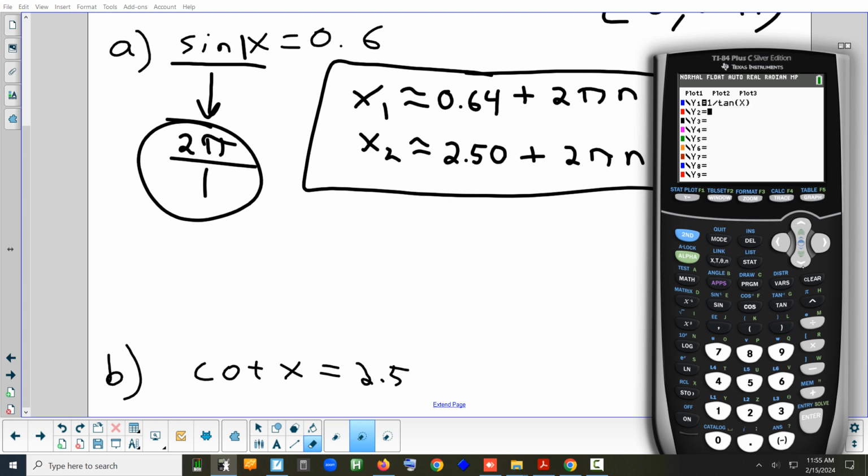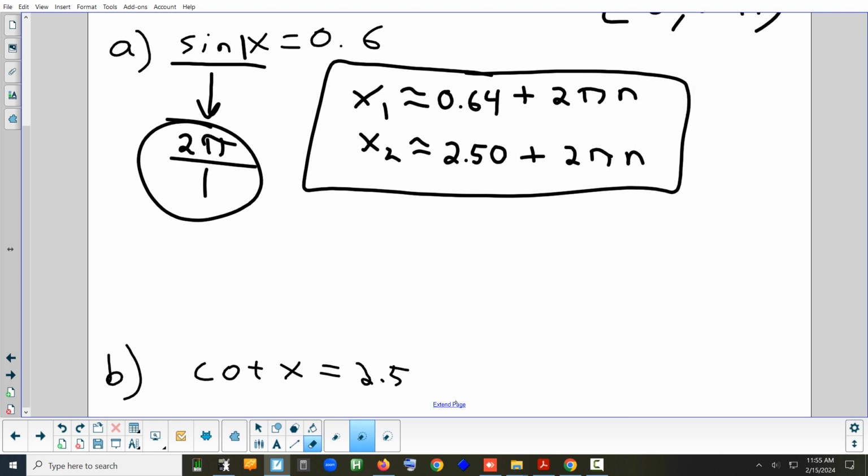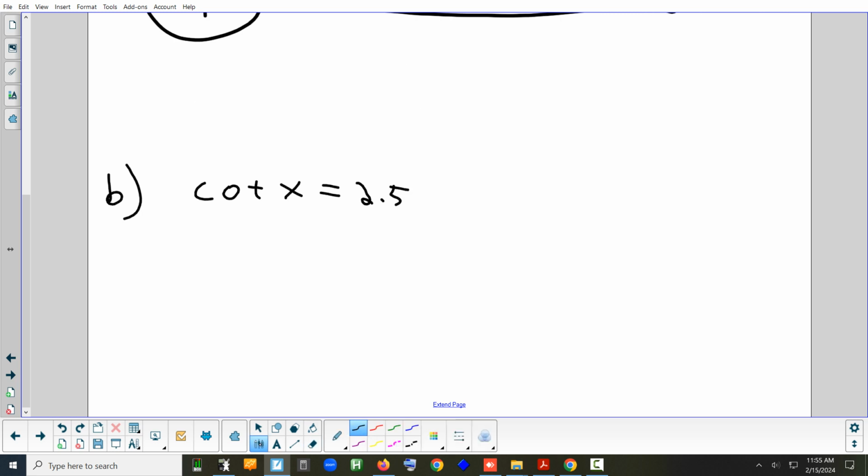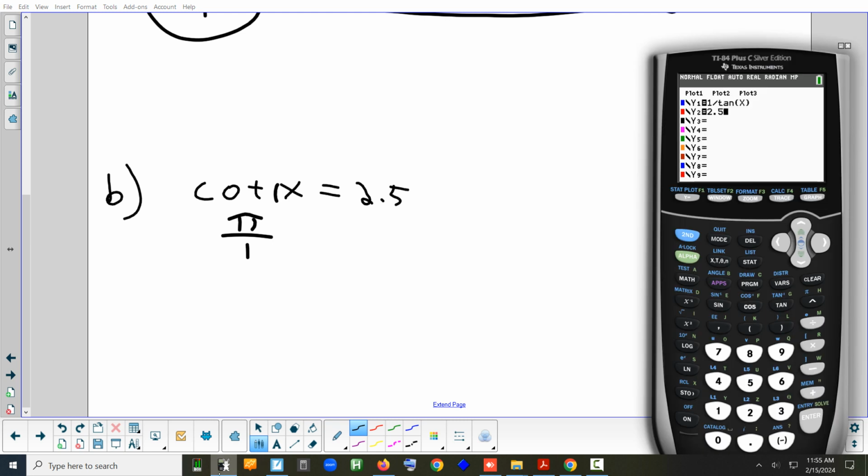And what goes in y2? 2.5. Okay. Cotangent. What's the formula when you have cotangent to an odd power? Pi over b. It's pi over b. What's b in this case? 1. So what's the cycle length of cotangent? Pi. So I'm going to set my window from 0 to what? Pi. And that's going to show me exactly 1 cycle.